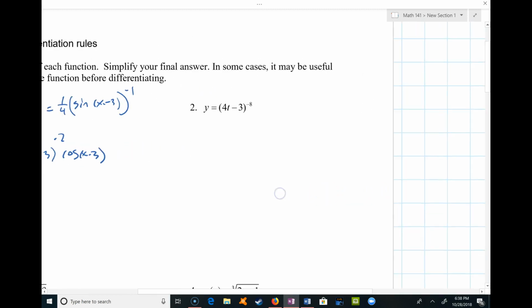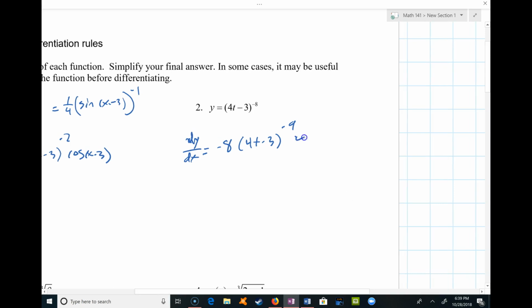Moving right along. Okay, this looks like just a chain rule, power rule, chain rule. The outer layer is something to the negative 8 power. So dy dx here would be negative 8 times the same something to the negative 9th power. And then we take the derivative of the inside. The derivative of 4t minus 3 is just 4. Of course, we could simplify that by multiplying the 4 by the negative 8, and that'd be negative 32 times 4t minus 3 to the negative 9.